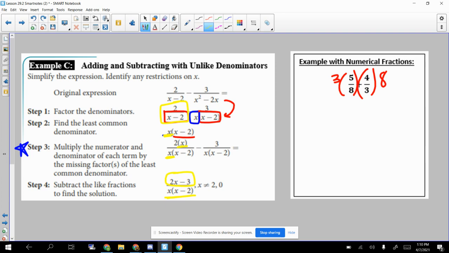Then we also need to state the restrictions on x. Whatever your LCD is, you're going to set those factors equal to 0. So they set x equal to 0, and so they know x cannot equal 0. And they set x minus 2 equal to 0, so they know x cannot equal 2. So that is how you find your restrictions. Okay, let's go ahead and work through one together.